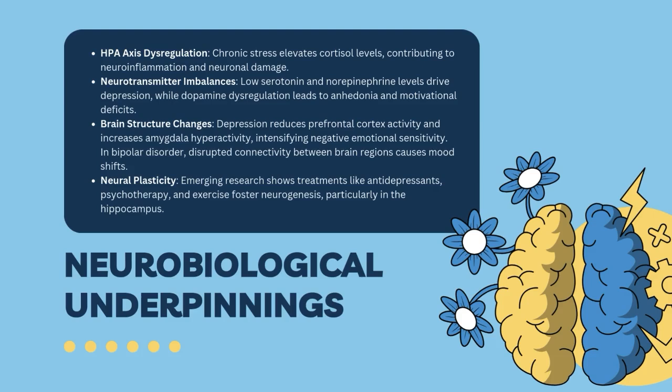In bipolar disorder, dysregulated neural circuits contribute to rapid shifts between depressive and manic states, with abnormalities in connectivity between the amygdala, prefrontal cortex, and other key regions. And emerging research highlights neuroplasticity, or the brain's ability to reorganize and adapt, as a promising area for intervention. So, treatments like antidepressants, psychotherapy, and even lifestyle changes such as exercise to promote neurogenesis, particularly in the hippocampus, which is often smaller in individuals with depression, can really start to make a difference.